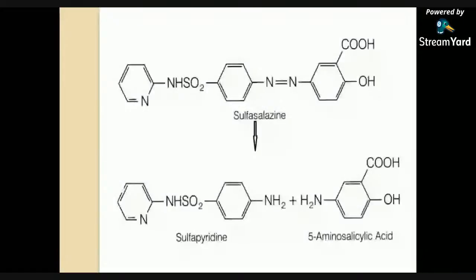Then sulfasalazine is there. In this chapter you don't have to recognize that many reactions. You just have to summarize what type of reductive reaction is going on there. Then you can see here the sulfasalazine, which on further reductive reaction gives sulfapyridine and 5-amino salicylic acid.